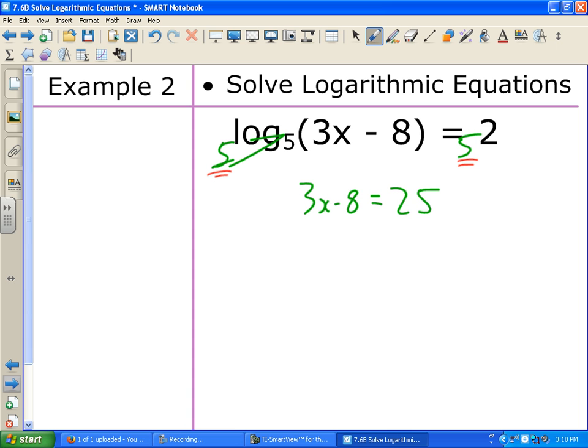Now solve for x. 3x equals 25 plus 8. That's 33. Divide both sides by 3. And x equals 11.